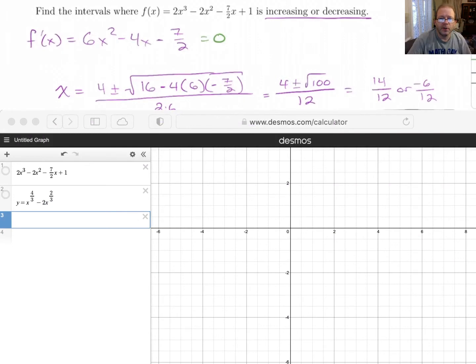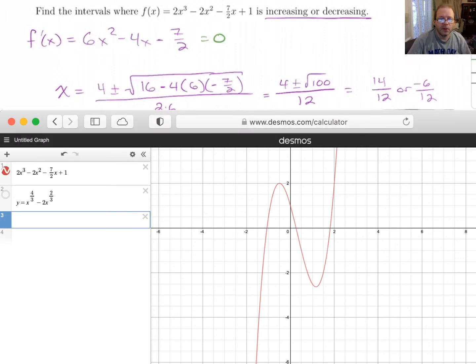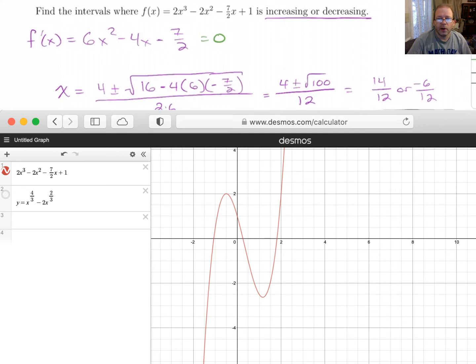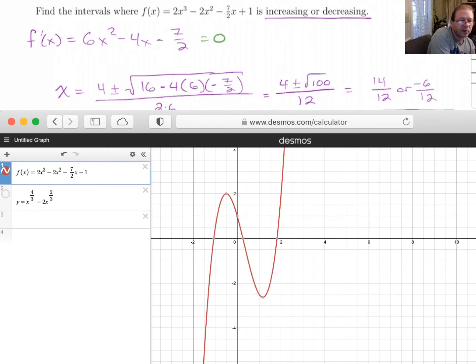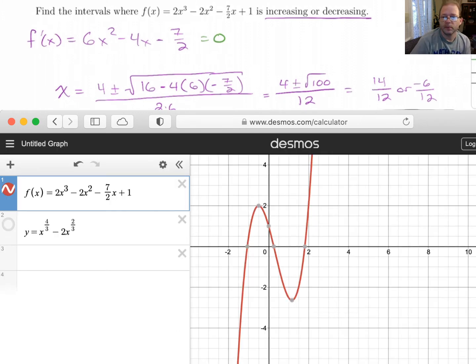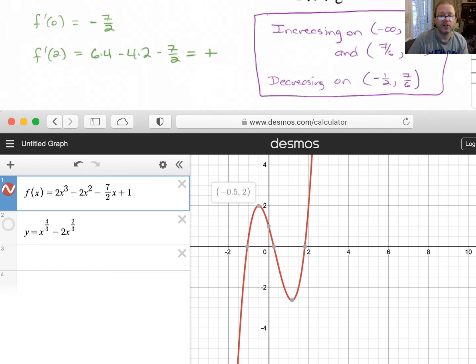I've got it already put into Desmos here. If you look at the function right here, this is the function. Let's call it f of x. So there it is. And notice it's decreasing from here to here. And notice those x coordinates. This one up here is negative 1/2. What did I say? Yeah, it's decreasing from negative 1/2 down to 1.167. That's 7/6.